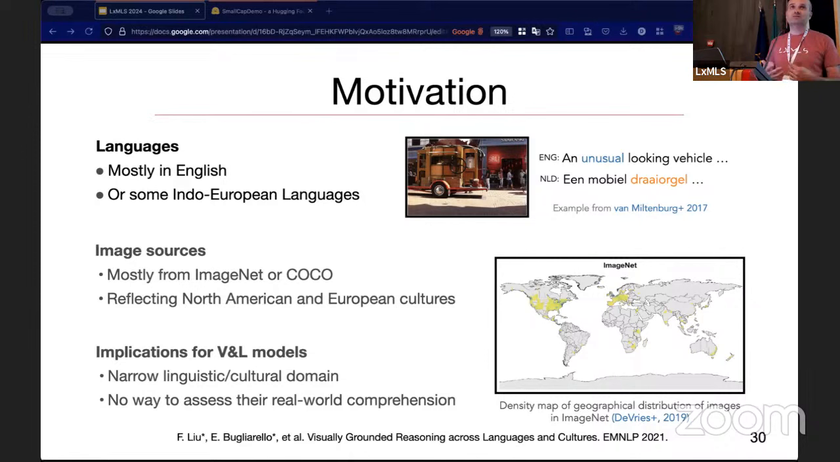The images are typically sourced from ImageNet, a large and very important database of images. But if we look at the geolocation of the images in ImageNet, they cluster around North America and Western Europe. And so the implication for vision and language models is that it makes it difficult for us to understand their real world understanding and comprehension because we have such a narrow linguistic or visually distributional domain.